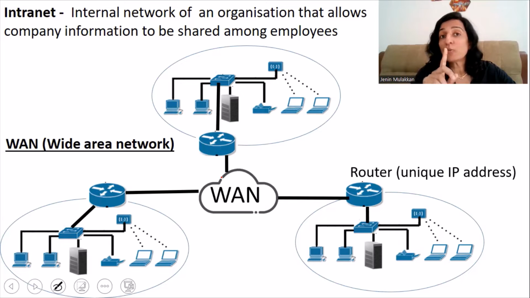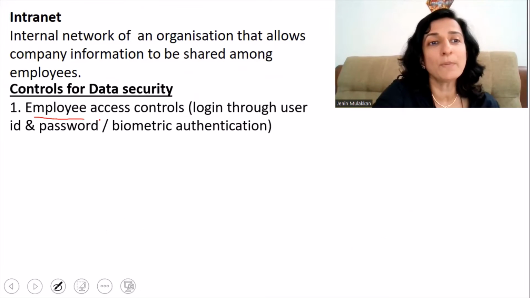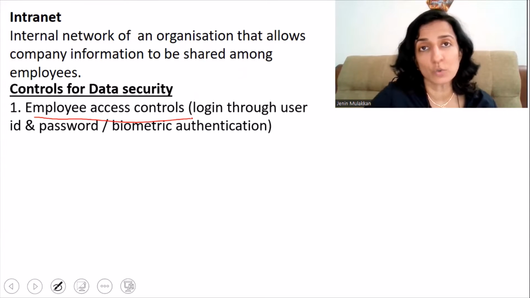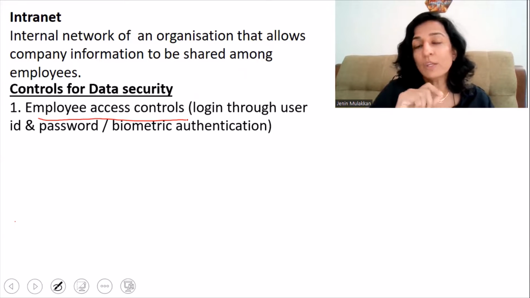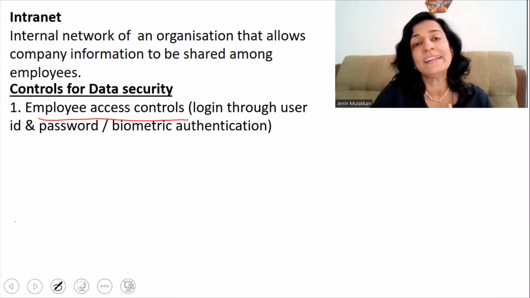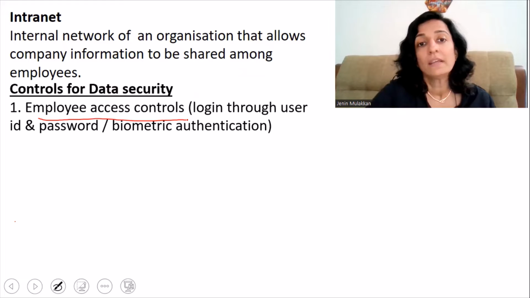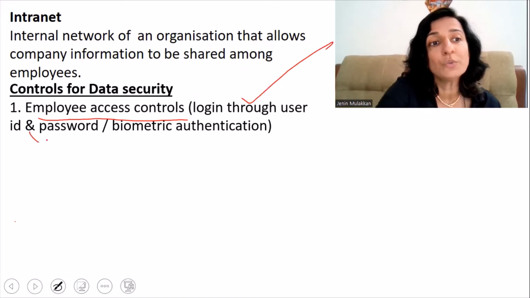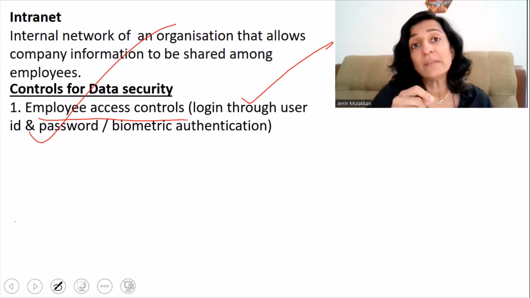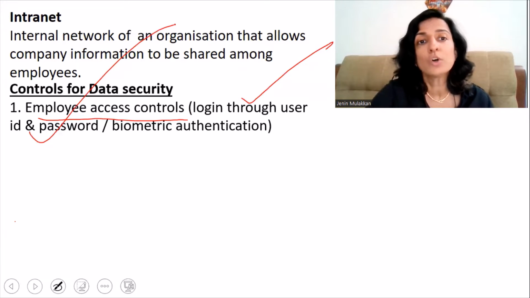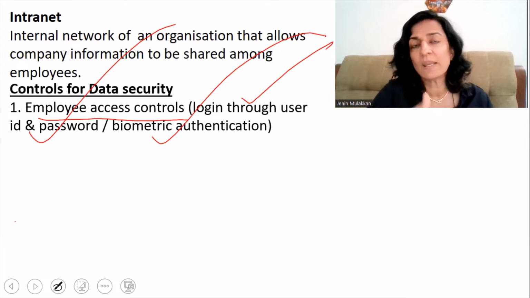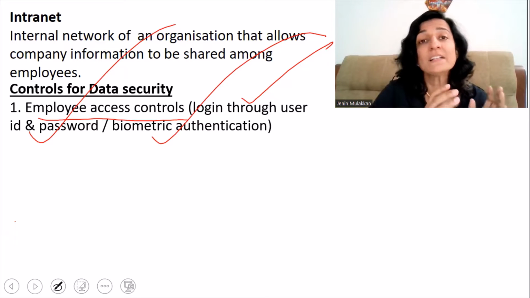The first method of protecting is employee access controls, which means that you cannot just directly log on to the intranet of any organization. You can log in only through your user ID and password, and this is available only for the employees, or through biometric authentication, that is by way of fingerprint or facial recognition. So that is the first control that can be employed in an intranet.